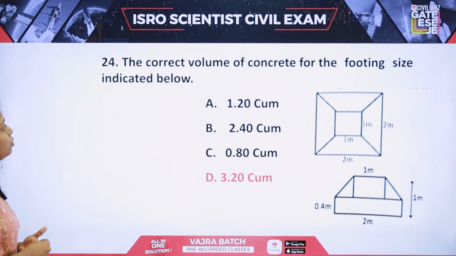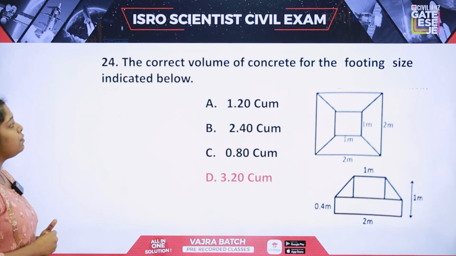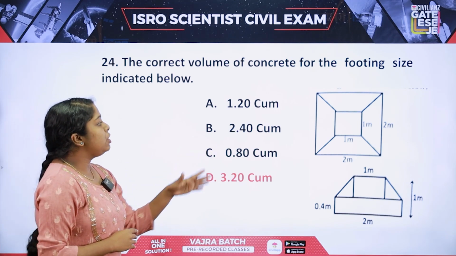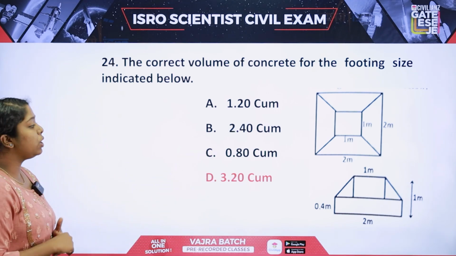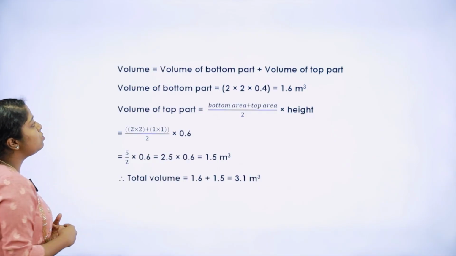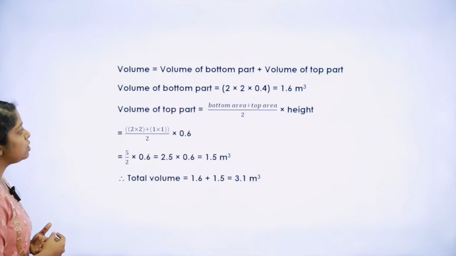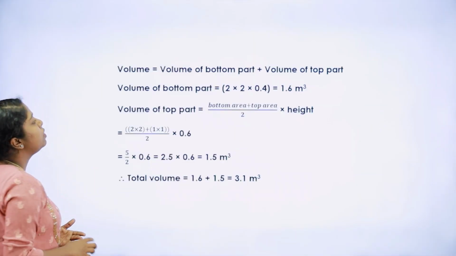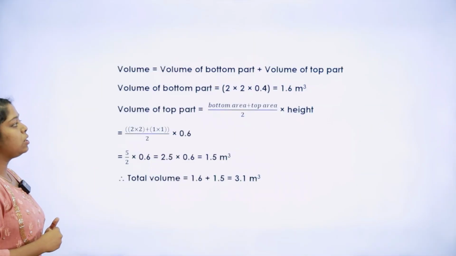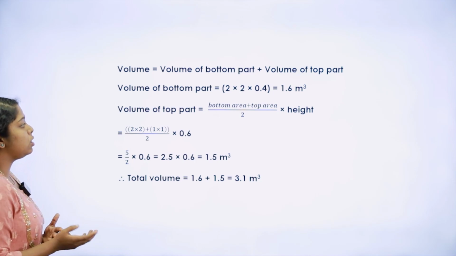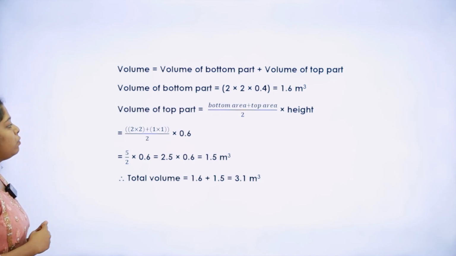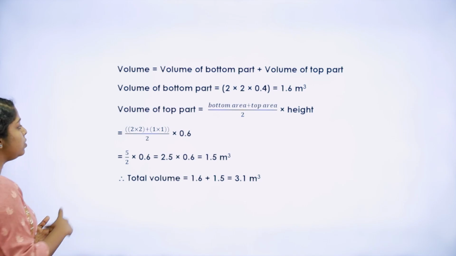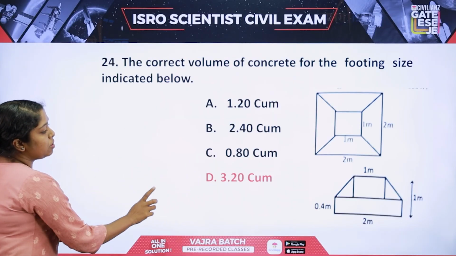Moving on to the 24th question, the correct volume of concrete for the footing size indicated below. We have been given a footing and we need to find out how much volume of concrete is required. Let's move on to the calculation. So volume is equal to volume of the bottom part plus volume of the top part. So volume of the bottom part is equal to 2 into 2 into 0.4, which is equal to 1.6 meter cube, and volume of the top part is equal to bottom area plus top area by 2 into height, because it is looking like a trapezoid.